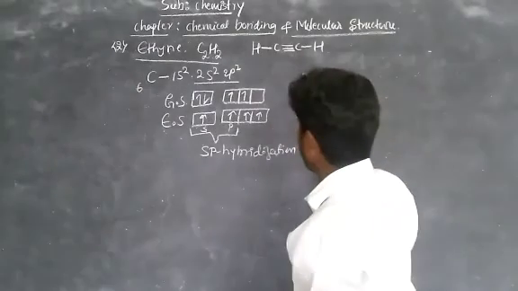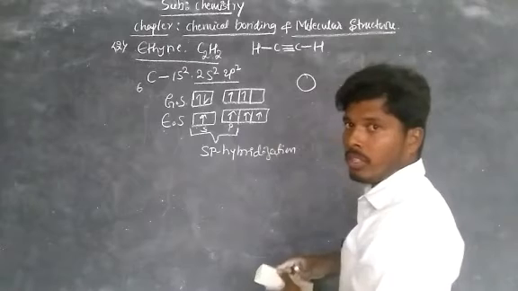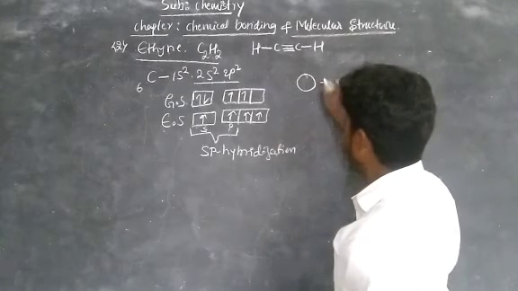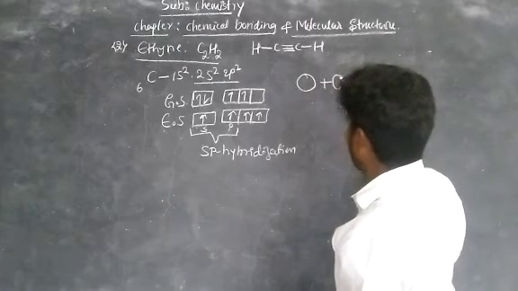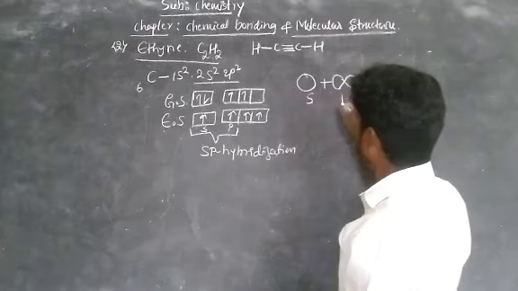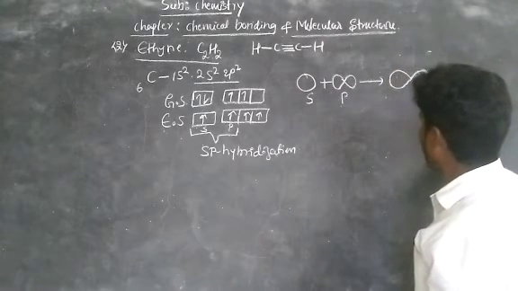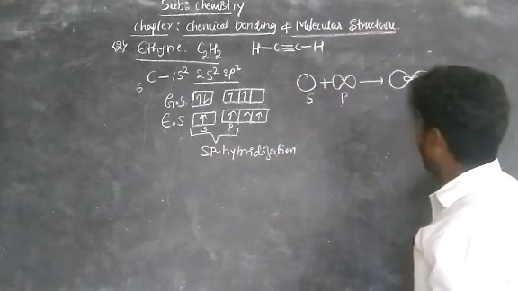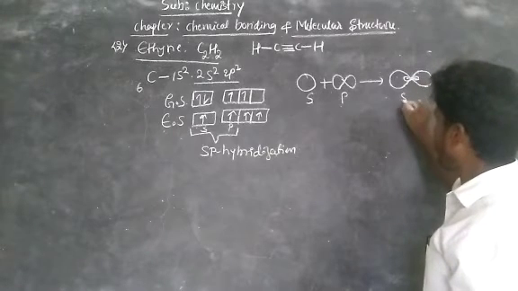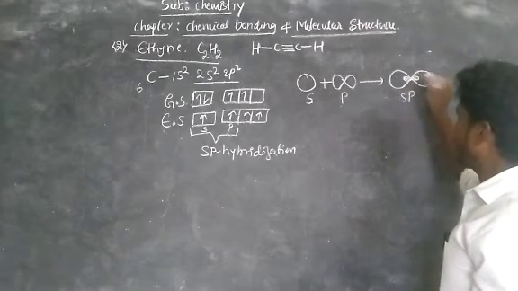Already I told you, this is the s orbital plus this is the p orbital. These two overlap, s and p overlap, you get an sp hybrid orbital, right? So how do we write the sp hybrid orbital? This is s and this is overlapping after p. So this is called sp hybrid orbitals, like that you get.